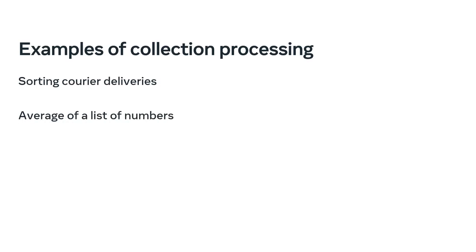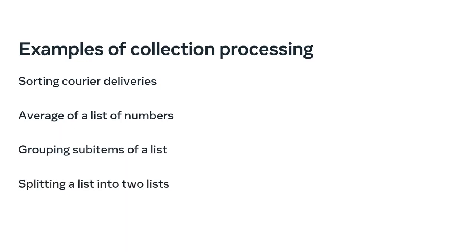A few other common examples of collection processing include sorting courier deliveries based on postal or zip code, finding the average of a list of numbers, grouping together a list of sub-items to form another list, splitting a list of numbers into 2 lists, one for odd numbers and another for even numbers. Collection processing involves 3 primary steps: accessing elements of a collection on which the operation is to be applied, defining and applying the operation on the element, and outputting a modified collection with the updated or transformed elements.